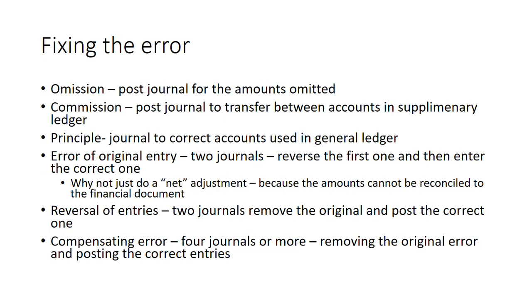Right. So we've got to fix these errors. And how are we going to do them? They each have a different approach. An error of omission, you're simply going to post the journals for the amounts omitted. So you're actually going to put in the journal that should have been in there.